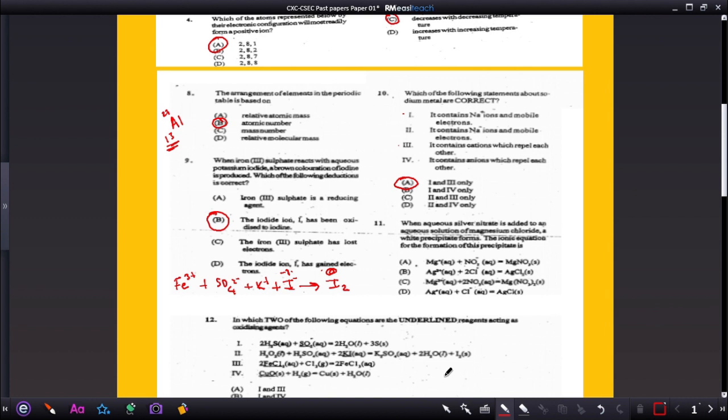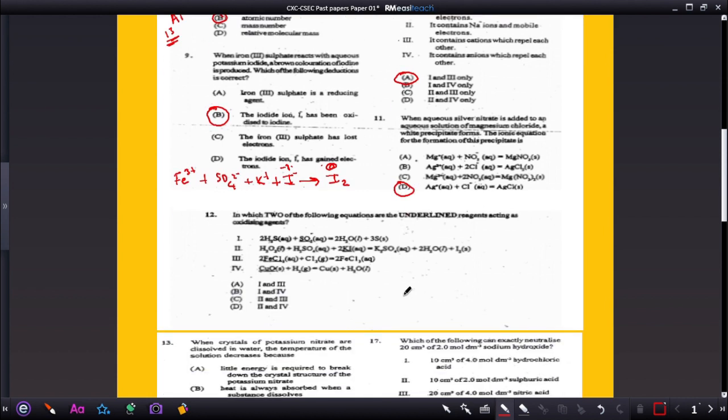Number 11. When aqueous silver nitrate is added to an aqueous solution of magnesium chloride, a white precipitate forms. The ionic equation for the formation of this precipitate is, so it's silver nitrate, it's the silver ion, which forms a +1 ion, plus the chloride ion, which forms a -1 chloride ion, to give silver chloride. So the answer here is D, which is the white precipitate. Question 12.